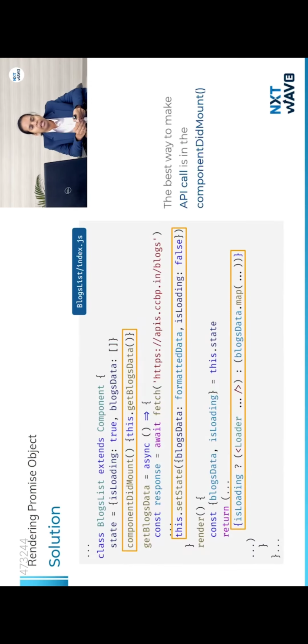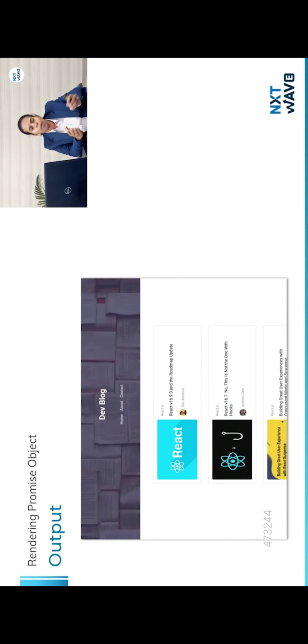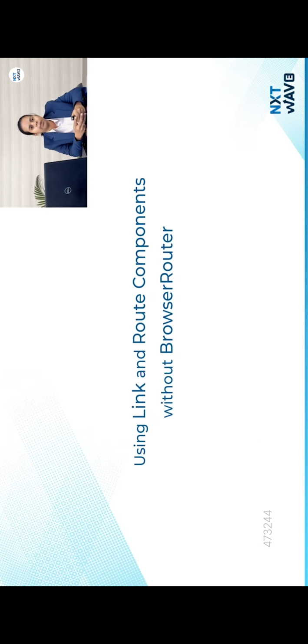So what do we have to do? We have to call the API in the component did mount method, and then we have to update the data in the state, and based on the data we have to render. This is the flow that we need to follow. If we try to call the API in the render method, then we will encounter that error, because React cannot render the promise object. With this, we will get the updated output. So this is one common mistake. Let's have a look at another.